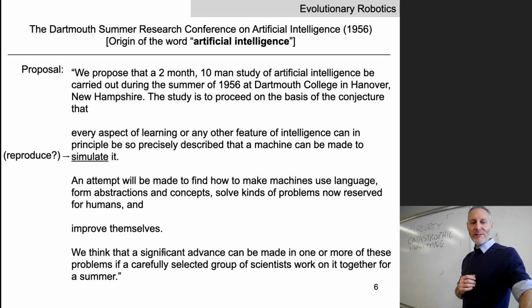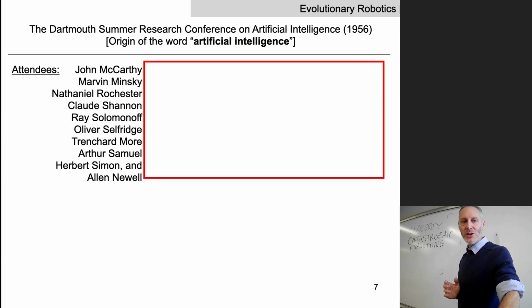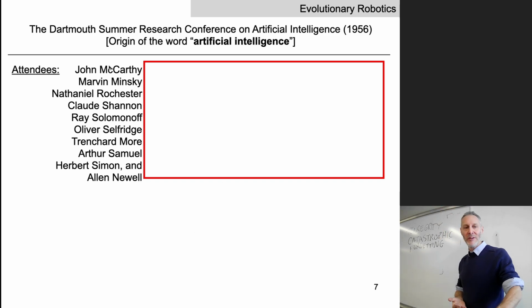"We think that a significant advance could be made in one or all of these problems if a carefully selected group of scientists," read that as my buddies, "work on it together for a summer." Turns out they got the money, they held the workshop. This term artificial intelligence was coined by John McCarthy, and he did indeed invite his buddies to come to Dartmouth, and they worked on this over the summer.